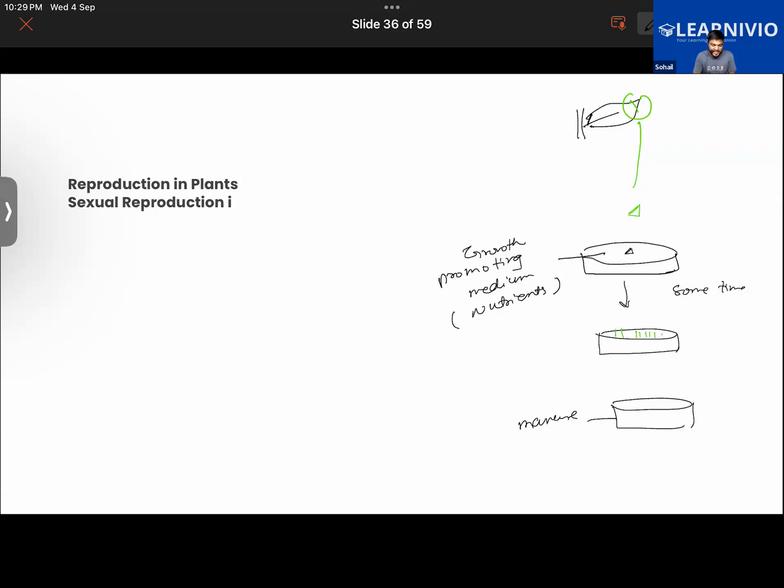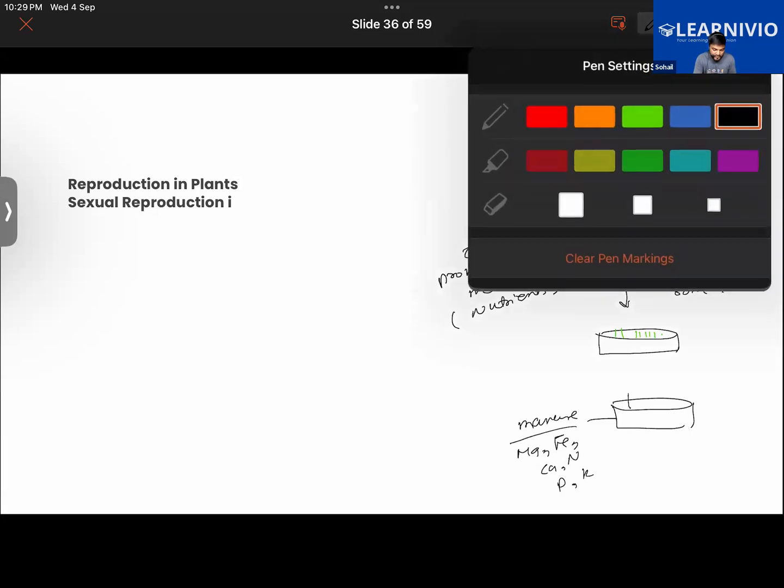So here, some manure is added because it contains lots of nutrients. It will contain magnesium, iron, calcium, and nitrogen, which is good for the soil. It will also contain phosphorus and potassium. That is good for the plant, and these will grow further.